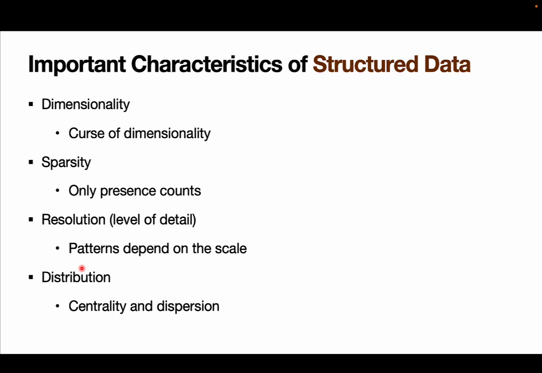Resolution, or the level of detail, refers to the granularity of the data. So high resolution is going to provide more detail, but it may also introduce noise. Lower resolution is straightforward, but it's going to miss patterns. Distribution describes how data points are spread across the feature space.